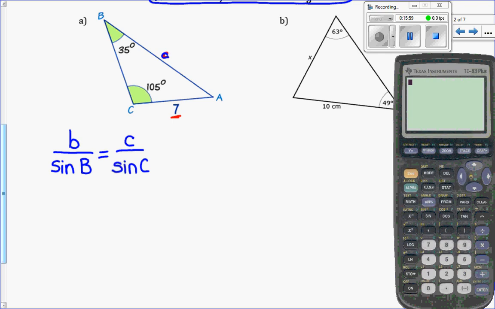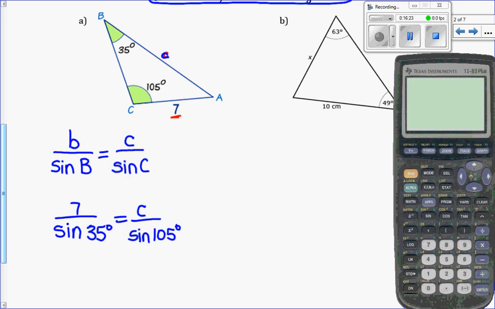Okay, all right, so side B is 7 divided by sine of B. Sine of B is sine 35 degrees, isn't it? That's what angle B is. Equals side C, which is the unknown, divided by the sine of 105 degrees.